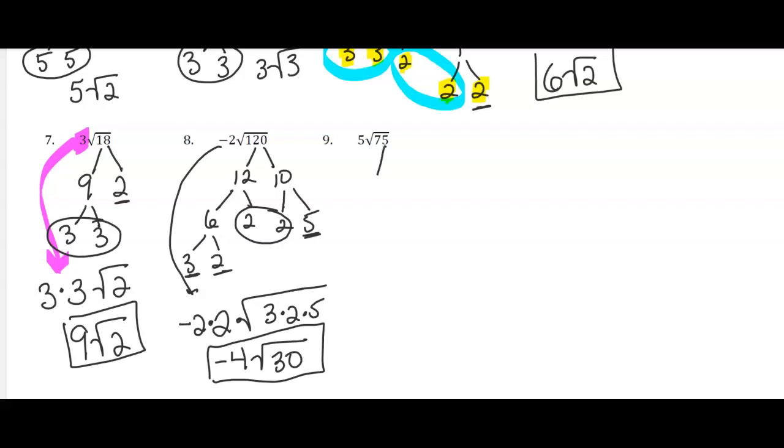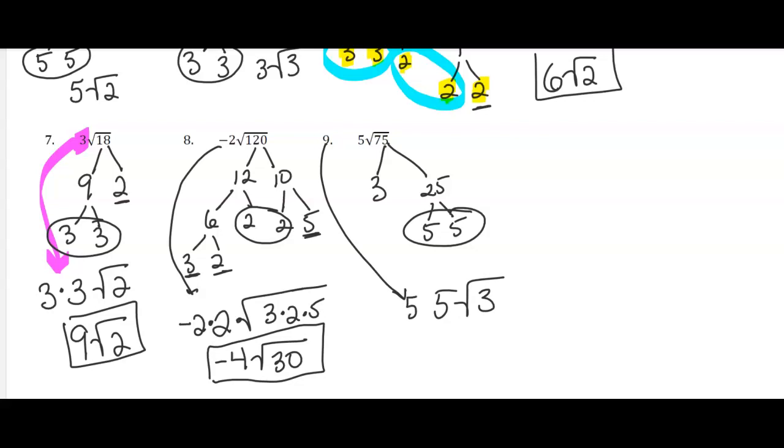All right, let's look at 5 square root 75. 75 is 3 times 25, which is 5 times 5. And I have a pair there. So I'm going to take that one out and bring down the 3 inside. But then again, I got to bring out this other 5. And 5 times 5 is 25. So the answer is 25 square root of 3.